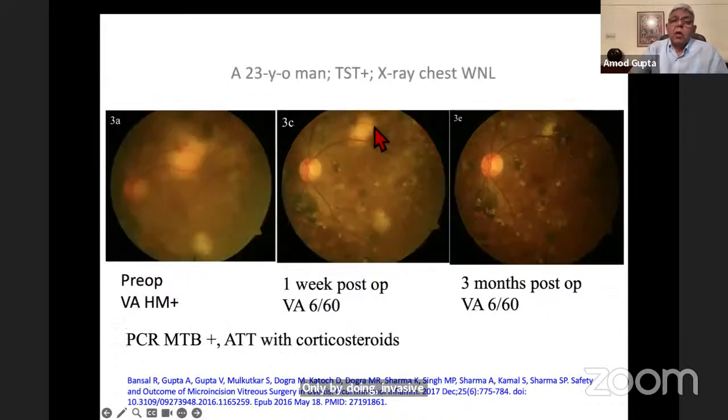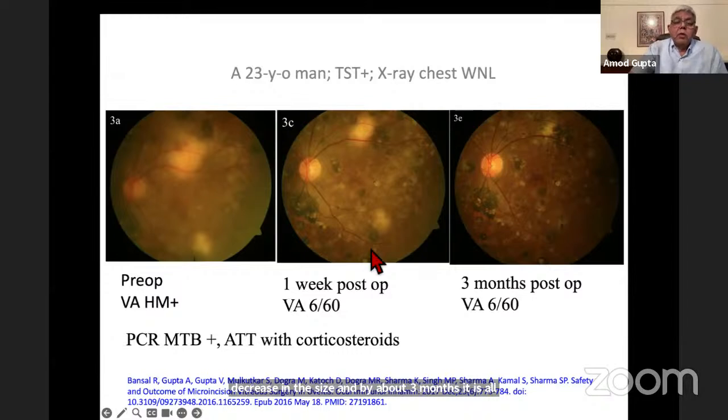For this particular patient, a 23-year-old man, again, has a tuberculin skin test positive, but X-ray radiology is normal. This patient has bilateral multifocal healed serpiginoid-like choroiditis, and in the left eye particularly, he has a couple of granulomas in the posterior pole. Again, the visual acuity is just reduced to hand motion because of media haze, because of the CME, and the whole lot. This patient was subjected again to MIVS, and you can see within a week, the visual acuity has improved to 6/60. The granuloma has responded by showing a significant decrease in size, and by about 3 months, it has completely disappeared and healed.